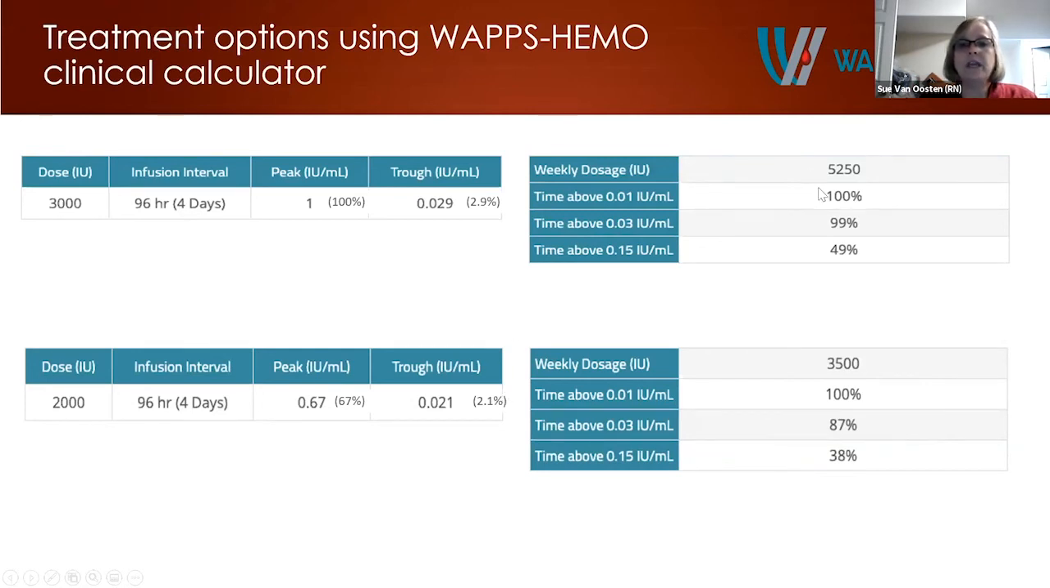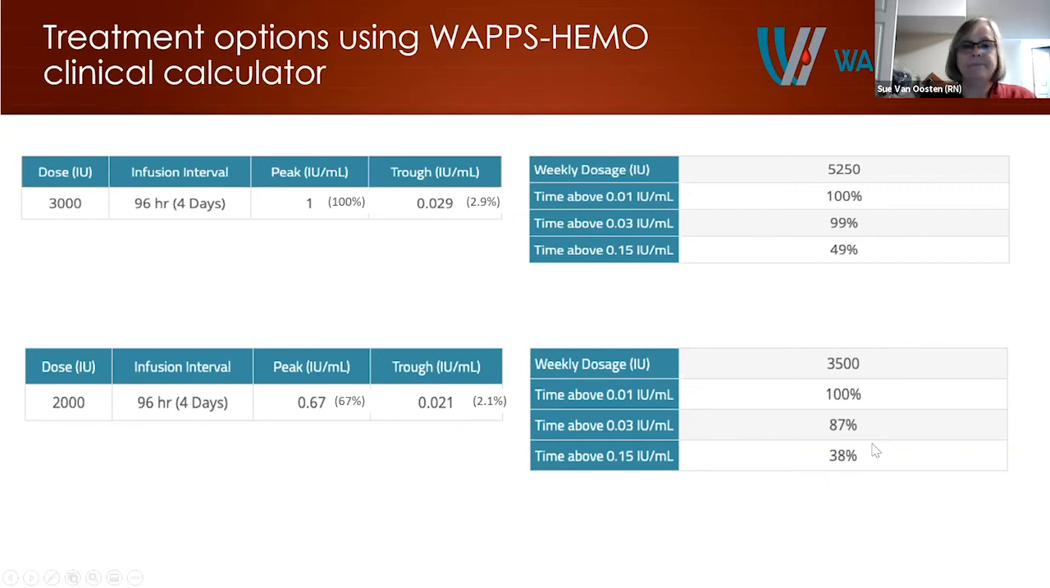But if you look over here, he's using 5,250 units a week by using 3,000, on only 3,500 a week by using 3,500. So this fellow decided that he wanted to go on every 4 days, but was happy by looking at these PK values that he could do it with 2,000 units a week, 2,000 units a dose every 4 days, still covering himself above 1%, 100% of the time, above 3%, 87% of the time, and above 15%, 38% of the time.